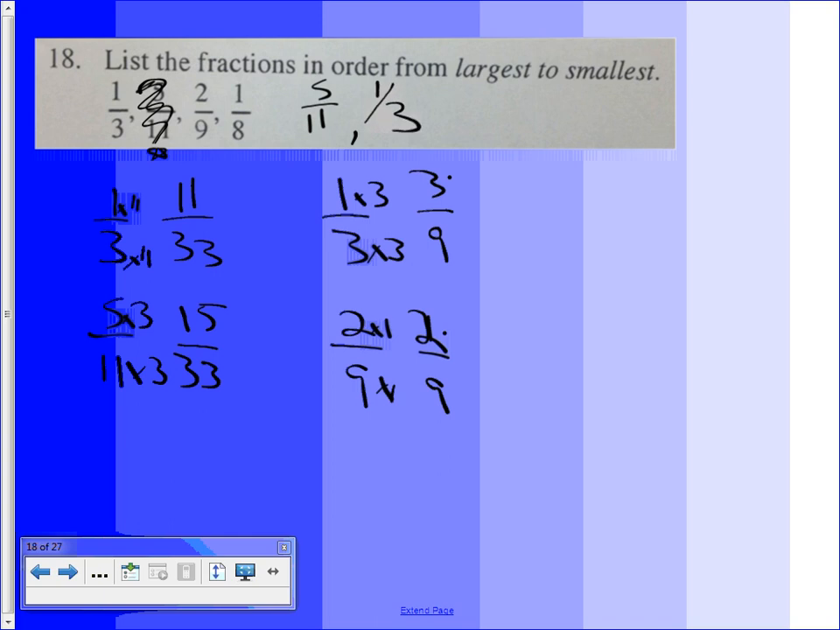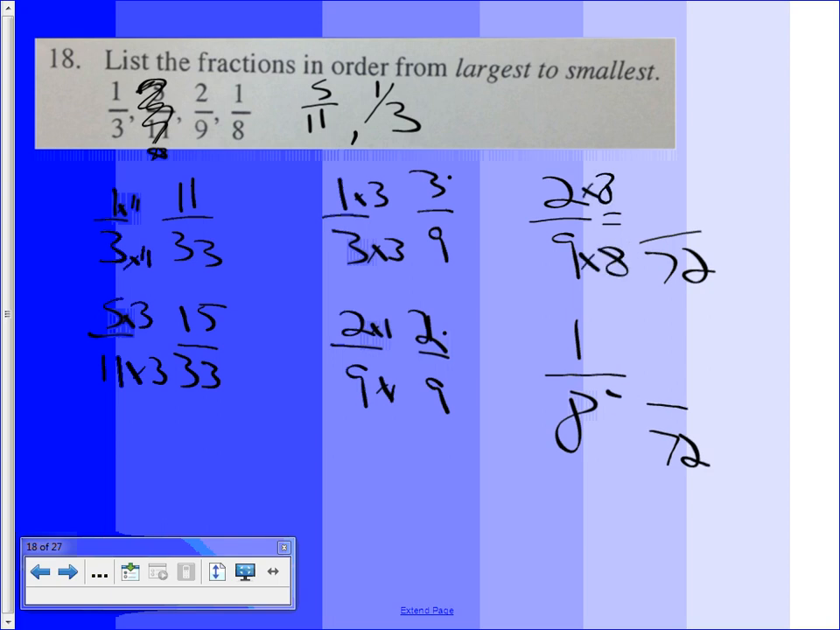Then I'm left with 2/9 and 1/8. Let's see which one's larger between these two. 9 times 8, 72. 2 times 8, 16. 8 times 9, 72. 1 times 9 is 9. So then it looks like 2/9 comes in third. 1/8 comes in last. That's my smallest.